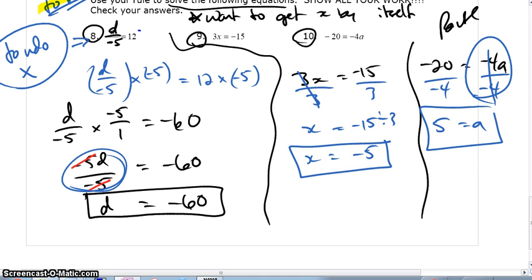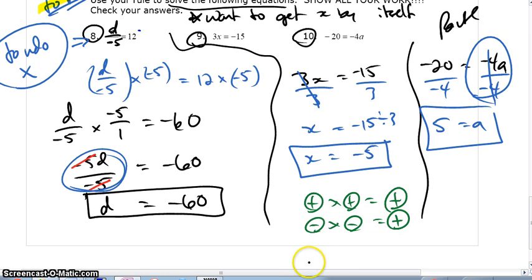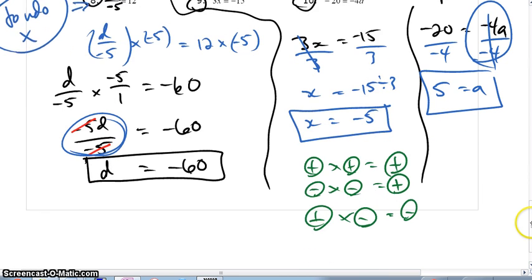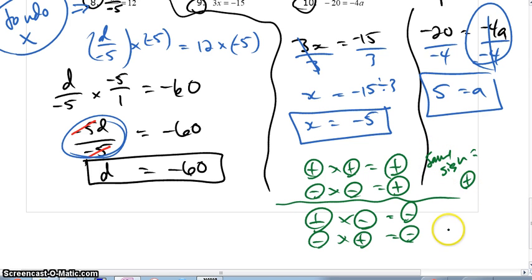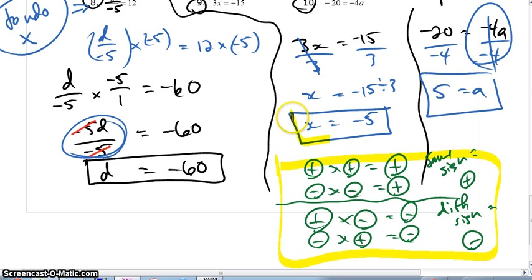Now, you'll have to remember, this is something we talked about a while ago, that a positive times a positive equals a positive. A negative times a negative equals a positive. And a positive times a negative equals a negative. A negative times a positive equals a negative, right? So these ones we have same sign, always equals a positive. Here we have different signs, equals negative. So you may want to write that down for yourself if you're getting confused by those.